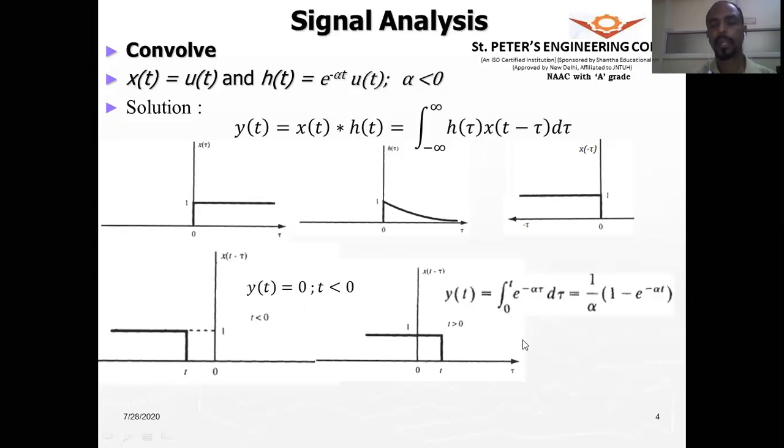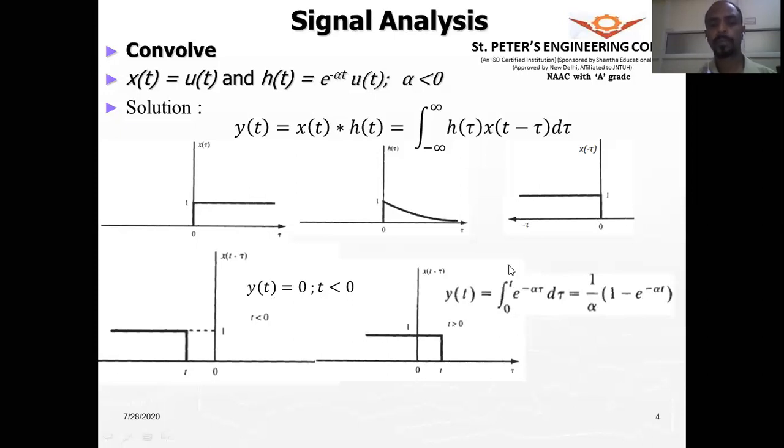All right. So here they have given in the equation form, and for our understanding, we have drawn the signal in the graphical form so that we understand the operation better. So when t is less than 0, as we saw, y of t, that is the output, is 0. But when t is greater than 0, y of t can be computed from this integral as y of t is equal to integral from 0 to t of e power minus alpha tau d tau. When you integrate this, it turns out to be 1 by alpha into 1 minus e power minus alpha t, after substituting the upper and lower limits.